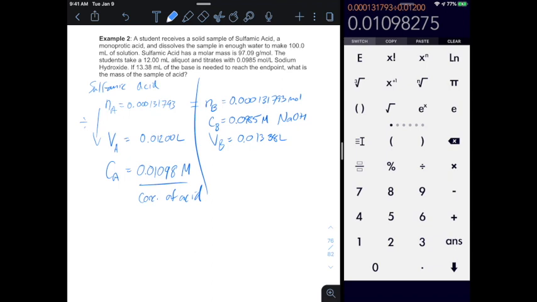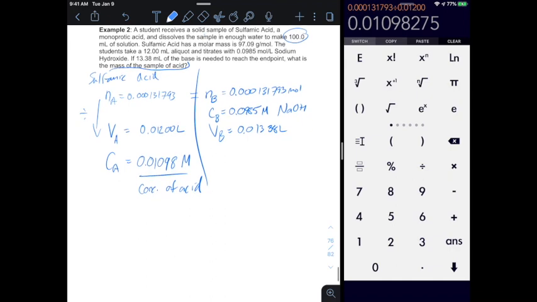So the question is, what is the mass of the sample of acid? And that sample was dissolved in 100 milliliters. So this is where it gets tricky, where you have to keep track of how much of everything. Where did you get this? This is all related to the aliquot, right? This is related to the titration. So that's the titration. Titration, not sample, let's call this aliquot.